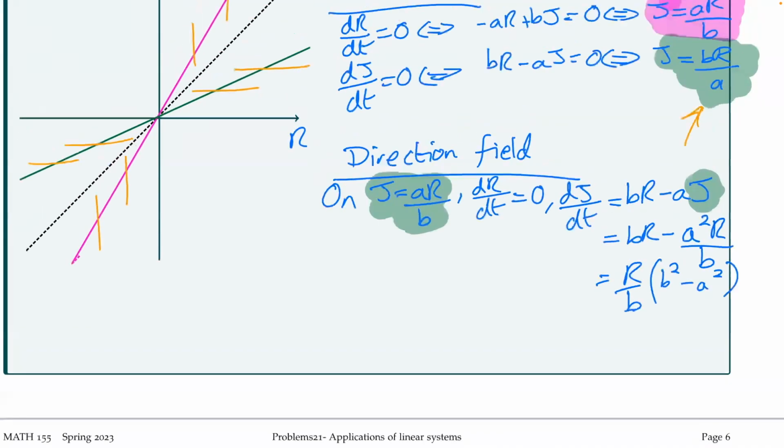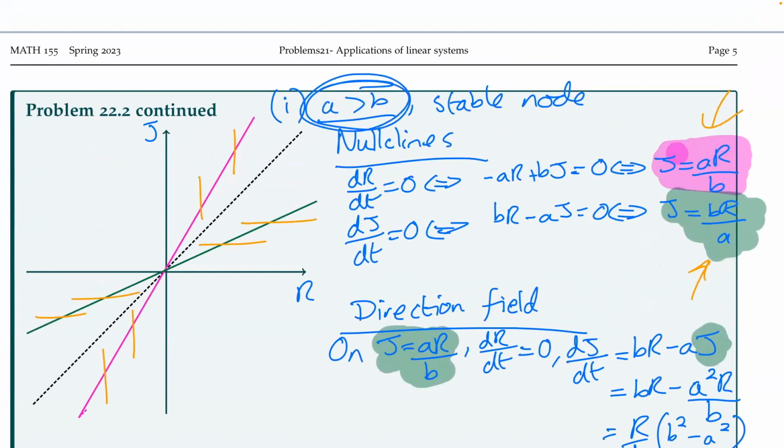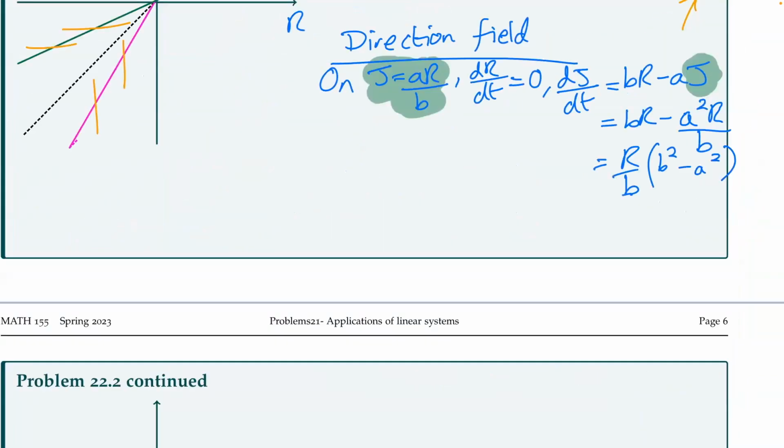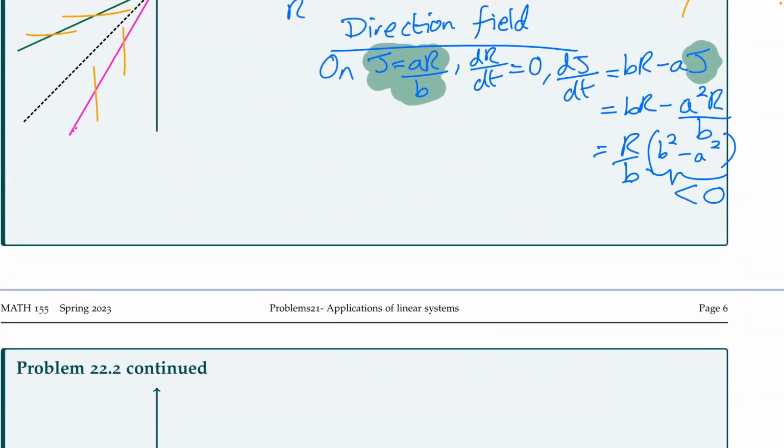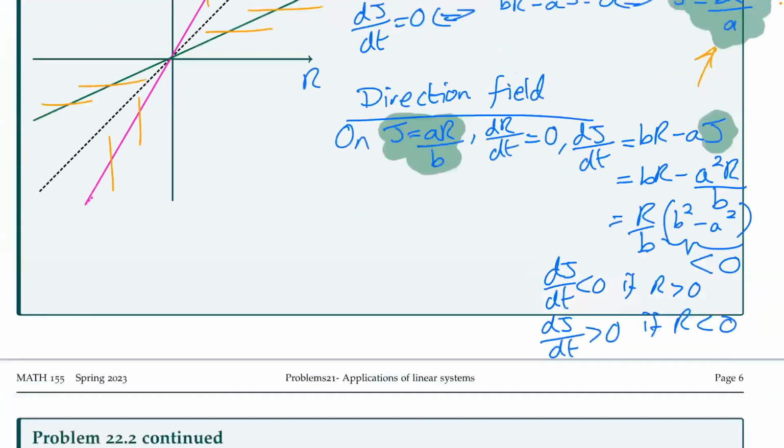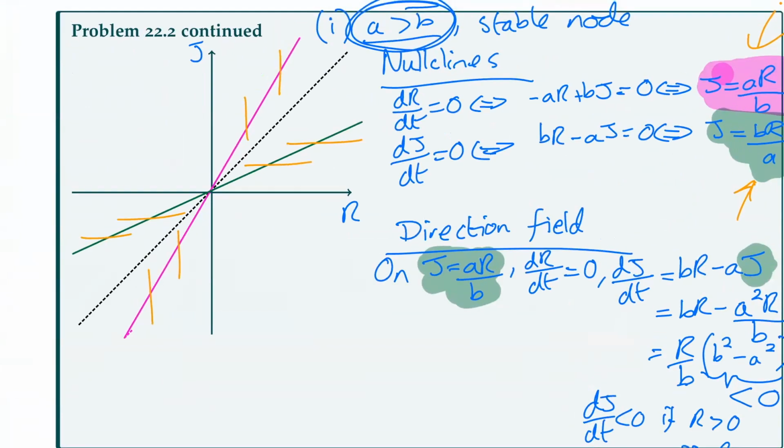Why have I done that? Well, we were told up here we're considering the case a is greater than b. That tells me that this thing here is going to be negative, because a squared is going to be greater than b squared. So what does that mean? That means that dj/dt has the opposite sign to r. So dj/dt is less than 0 if r is greater than 0, and it's going to be greater than 0 if r is less than 0. So if I go up to here, these arrows point down, these arrows point up.